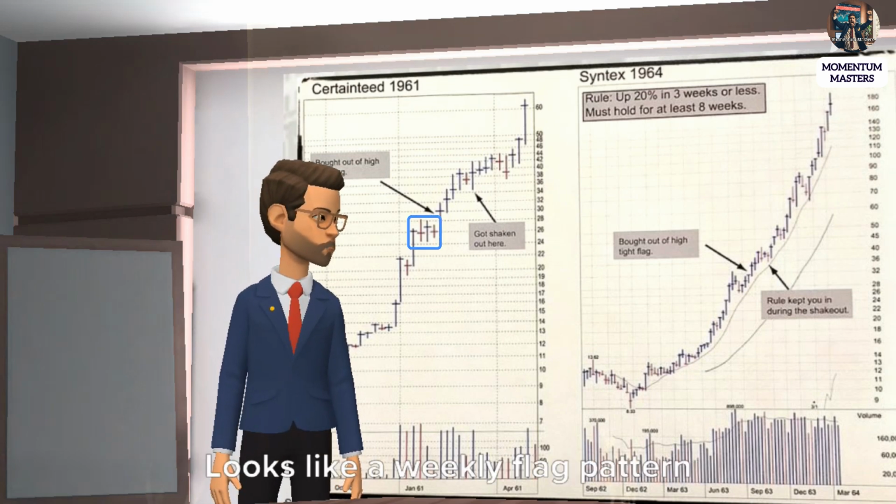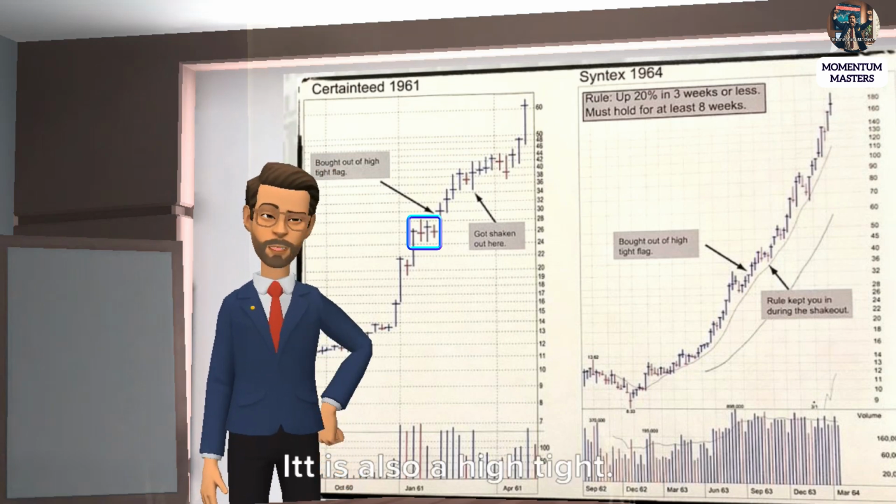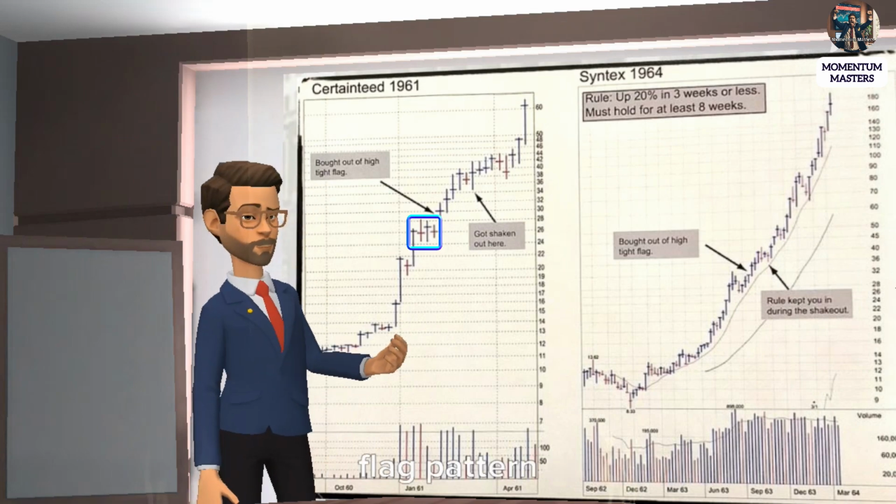Looks like a weekly flag pattern. It is also a high tight flag pattern.